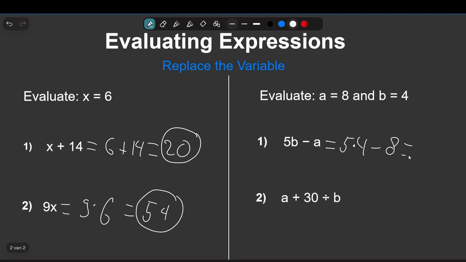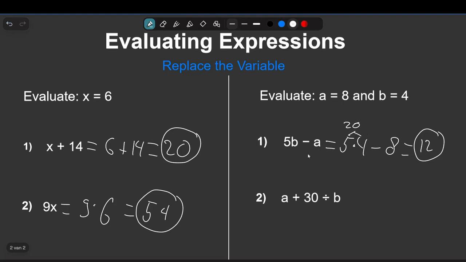First we're going to do 5 times 4, and 5 times 4 equals 20, and then we're going to do 20 minus 8. Let me write it up right here. So 20, and then 20 minus 8, and this will equal 12 as our final answer. So let's go to our last example where we have a plus 30 divided by b. We know that a has a value of 8 and b has a value of 4.